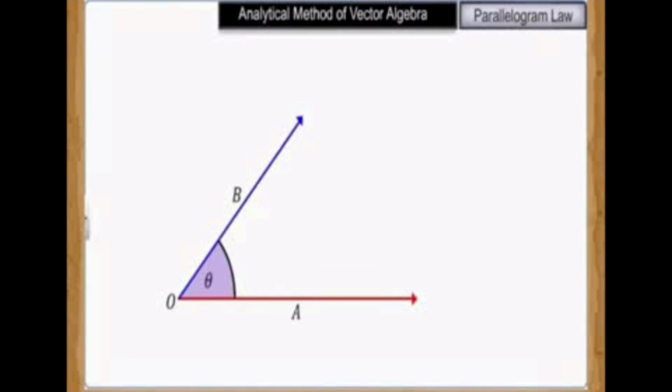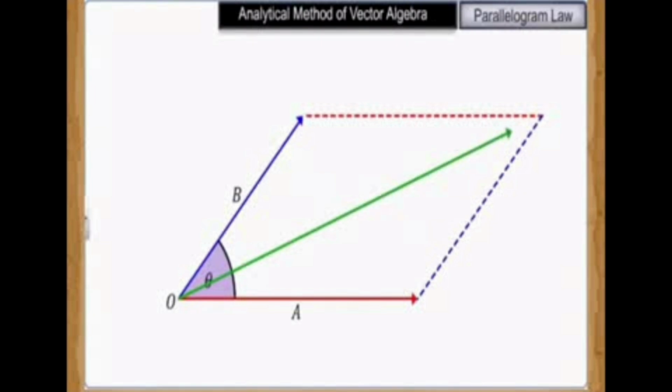You can draw the parallelogram like this, with the red color line and the blue color line. The red color line is the A vector. The same magnitude is taken on the other side for B also, so you get the parallelogram. From the origin O to that point gives C, the resultant of the two vectors A and B. So the resultant vector is the C vector.